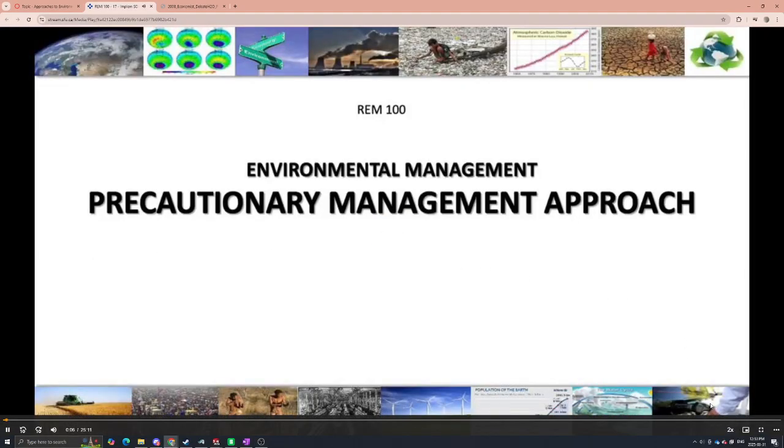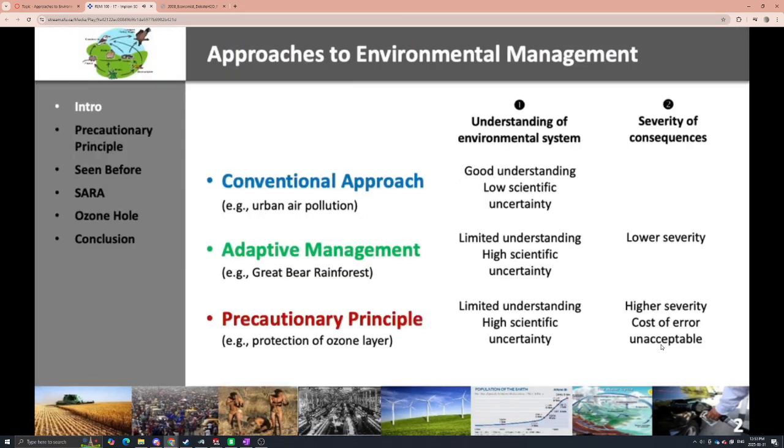The third and last of the environmental management approaches: the precautionary management approach. In the last two lectures, we discussed the conventional and the adaptive approaches to environmental management. In this lecture, we will talk about the precautionary principle, which is applied when we have high scientific uncertainty and the cost of not acting or of getting things wrong is unacceptable to society.